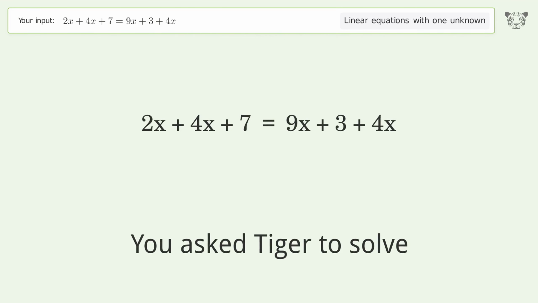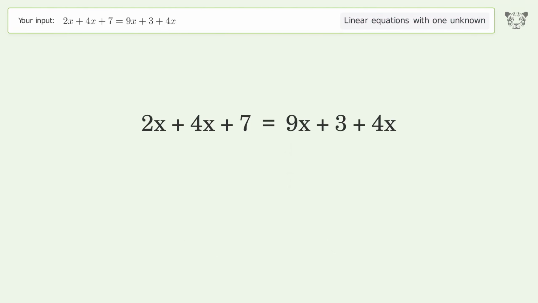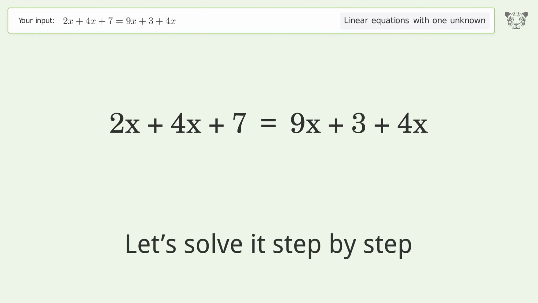You asked Tiger to solve this. It deals with linear equations with one unknown. The final result is x equals 4/7. Let's solve it step by step.